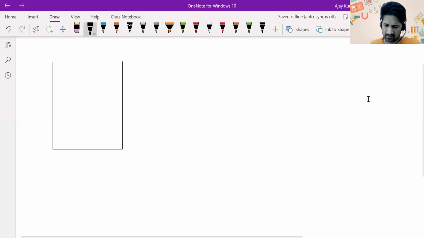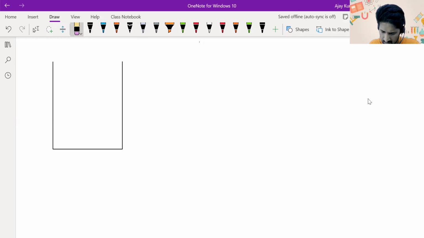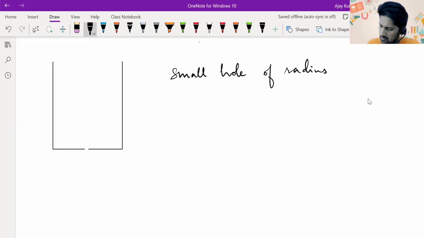Consider a container like this and imagine making a small hole at the bottom of the container. I hope you are able to notice the hole. It's a very small hole of radius, let's say, small r.